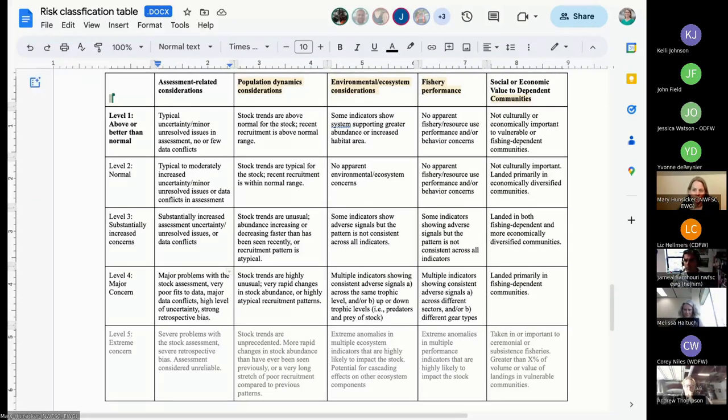To Melissa's comment, I was going to suggest that we think about going back to the first three columns. Remove fishery performance for now, because I'm not sure what all went into that, and we may already have that information in one of the other sets of columns. So start with just assessment related considerations, population dynamics, expand population dynamics so that we make sure we're thinking about the different life history stages, and then environmental and ecosystem considerations as our third column.